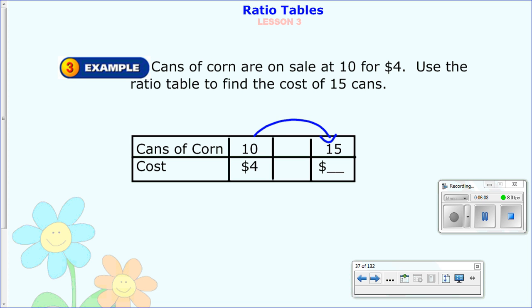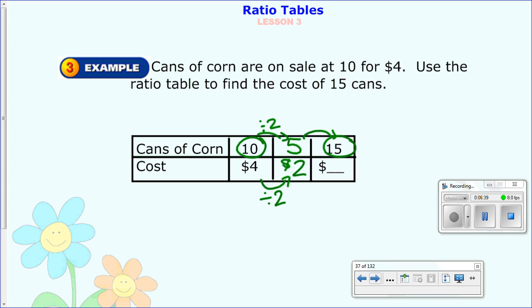But what I can do is use multiples. So if I look, 10 and 15 are both multiples of 5. So I know I can go from 10 to 5, and then I can go from 5 to 15. So to do this, to go from 10 to 5, I divided by 2, so I do the same here. 4 divided by 2 is $2.